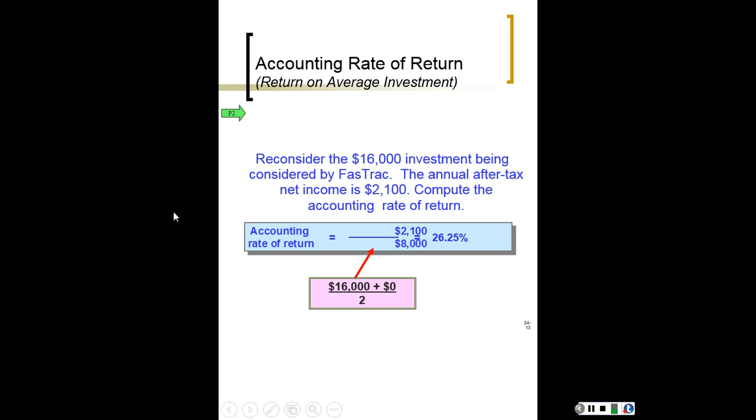So that's why we have 2,100 divided by 8,000, and that gives us 26.25%. Okay, and again, these are both dollar signs, so the dollar signs cross out, and it's a rate of return. Usually most rates are in percentages. So the rate of return on this investment is about 26.25%. Okay, and to determine is that a good number or a bad number, you have to look at what is the rate of return on other projects similar to this, and in general, what's the rate of return on investments.